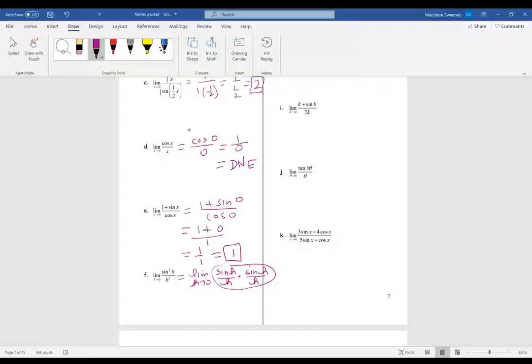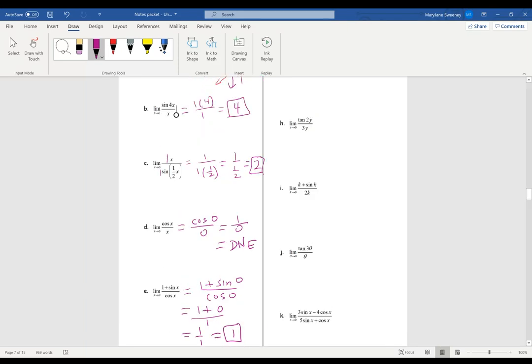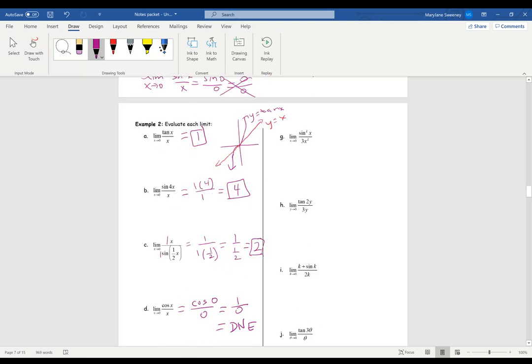Now, once you think about that, you're doing the limit as h approaches 0 of sine h over h, which is 1. The limit as h approaches 0 of sine h over h is 1. 1 times 1 is 1. So that's that rule, right? A, B over C.